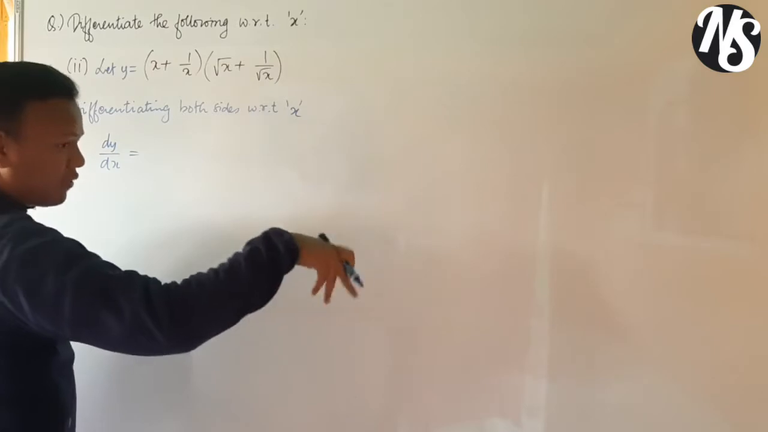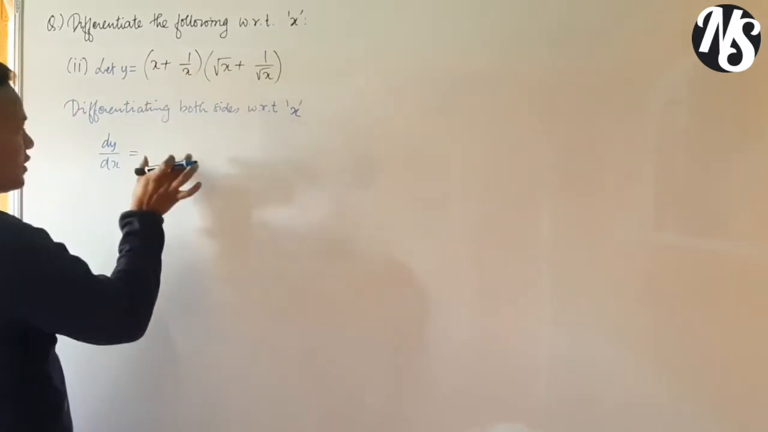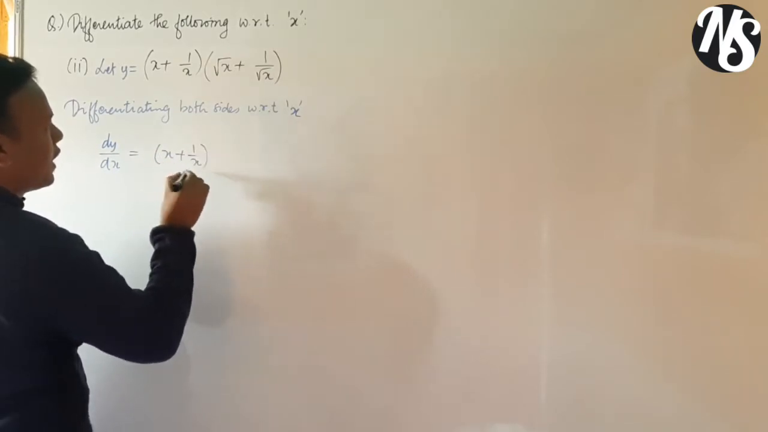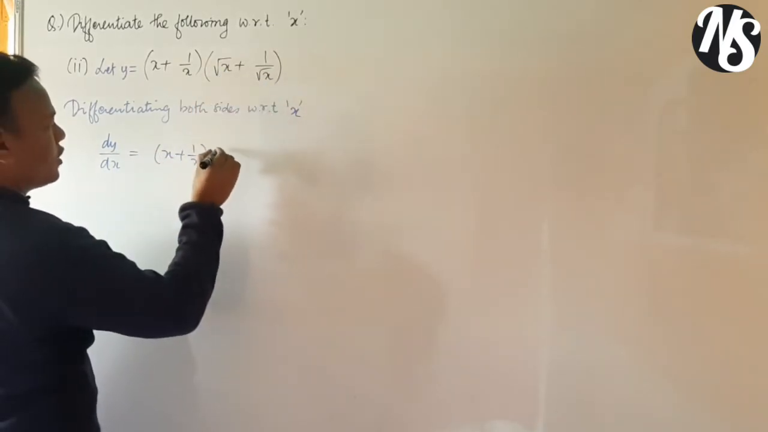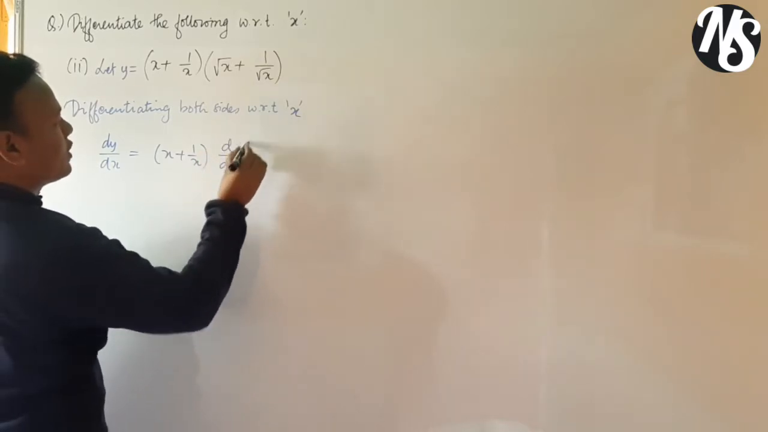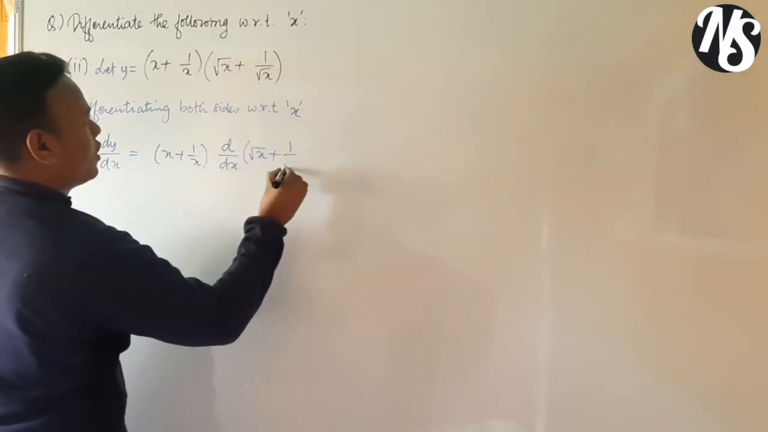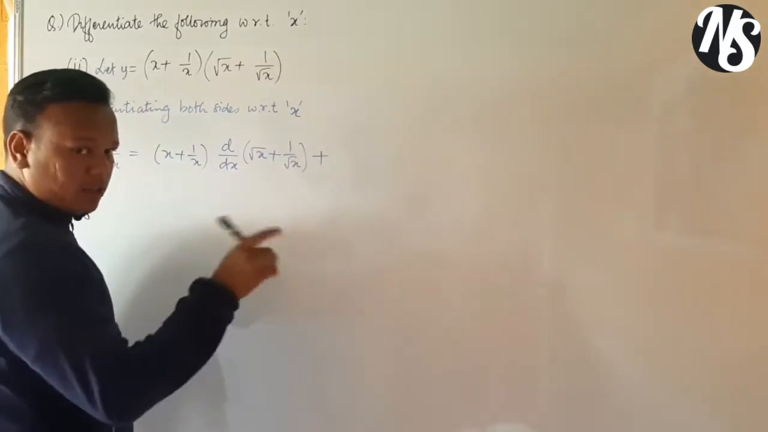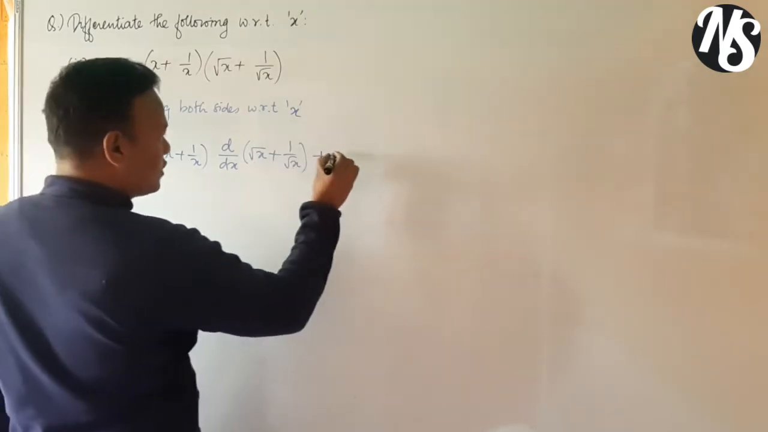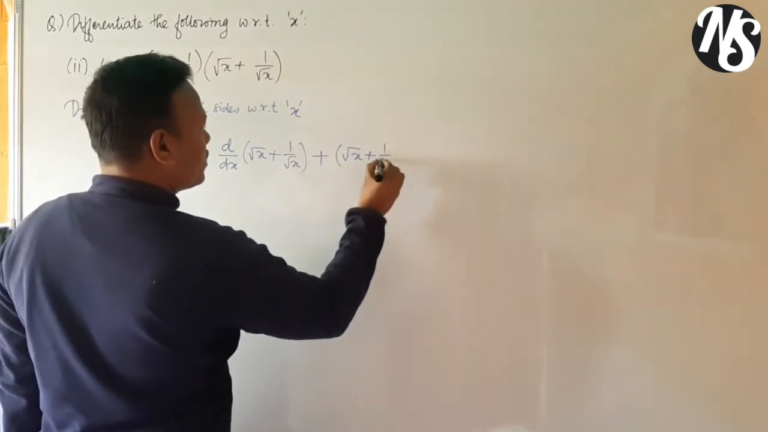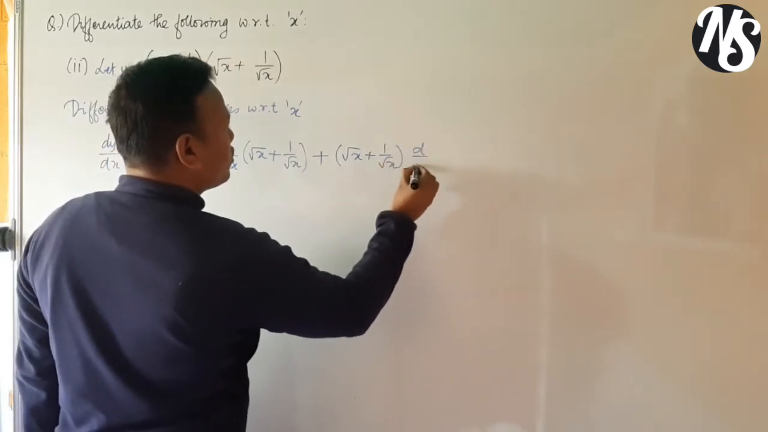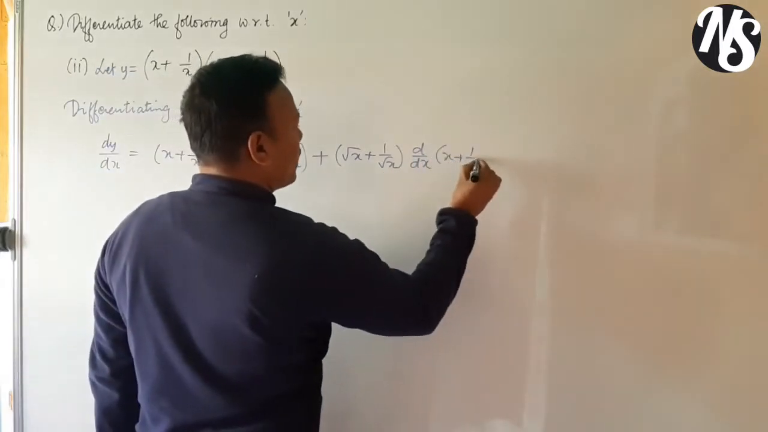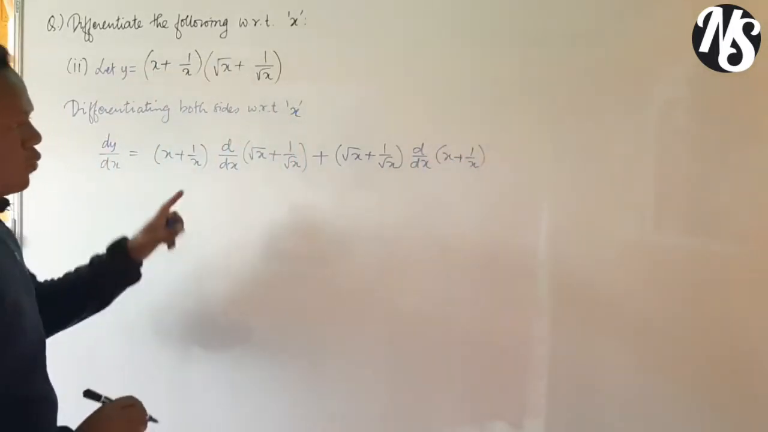So the second fundamental rule says first keep fx, okay? So fx will be kept in front, that is x plus 1 by x, and we need to differentiate gx, right? So let's differentiate gx, that is root x plus 1 by root x. Okay, now you have to put plus sign as per the rule. Now this will be kept as it is, root x plus 1 by root x will be kept as it is. Now we need to differentiate fx, that is this one. So we have x plus 1 by x. So this is the rule.